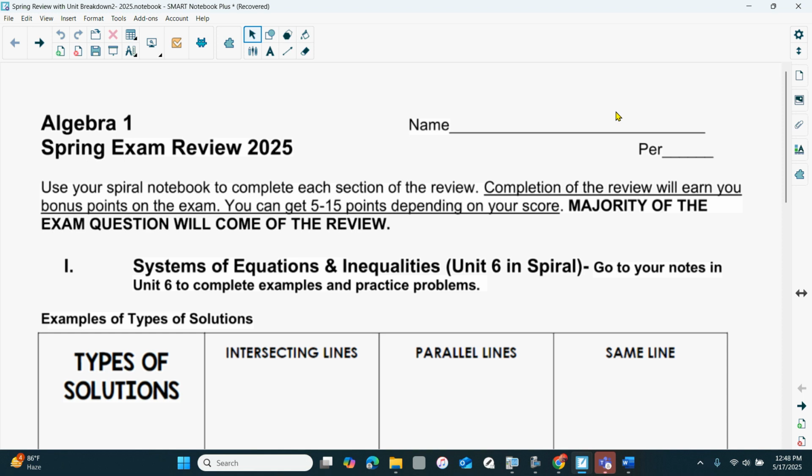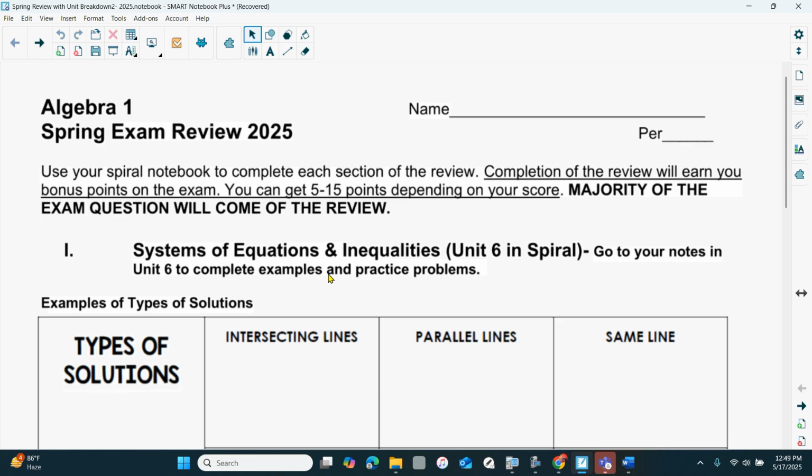Okay, this is going to be a little overview of how this review packet works and what you need to do to help you prepare for your final exam. It's over just the second semester, the spring semester content. So it pretty much starts from Unit 6.